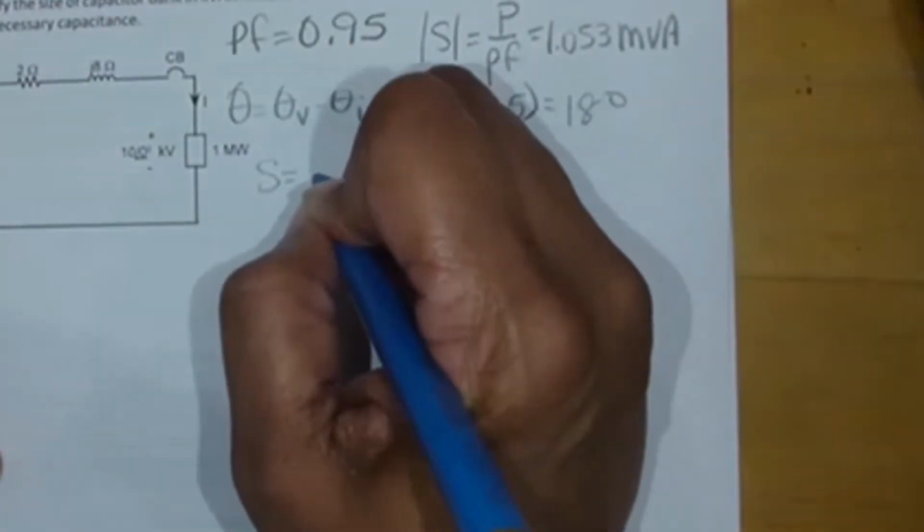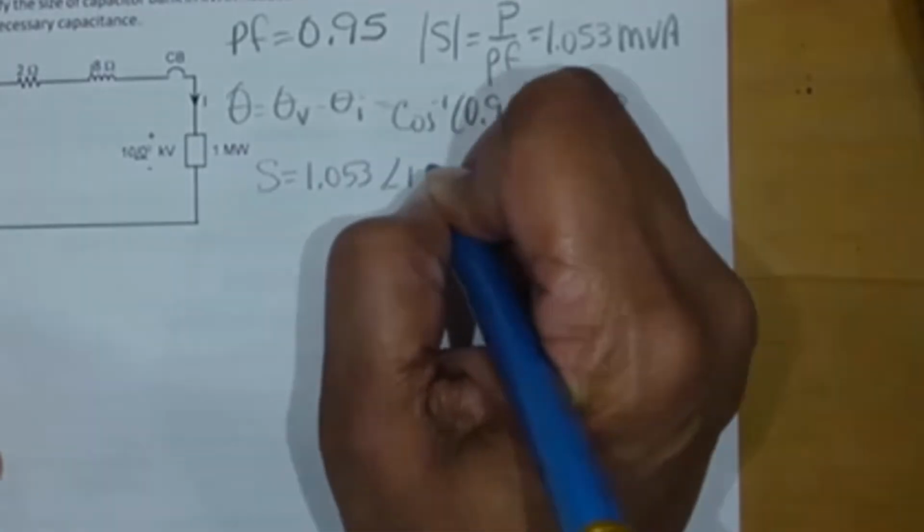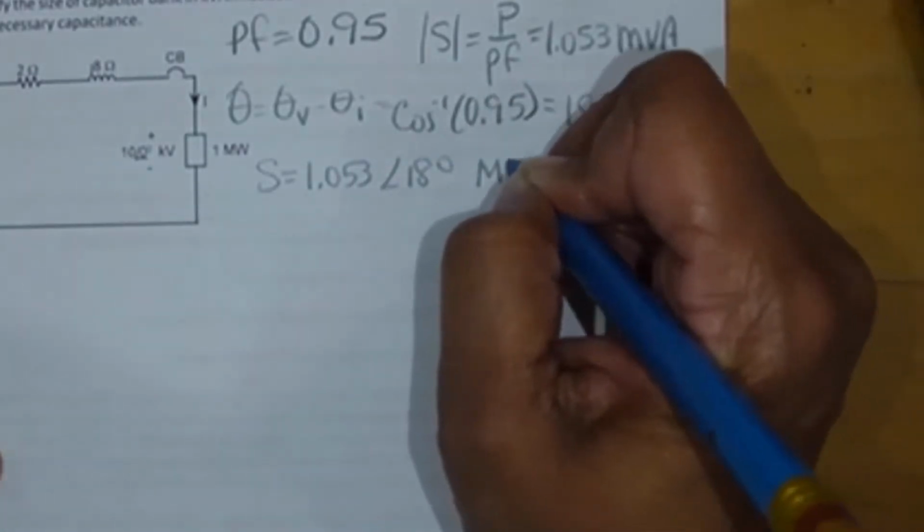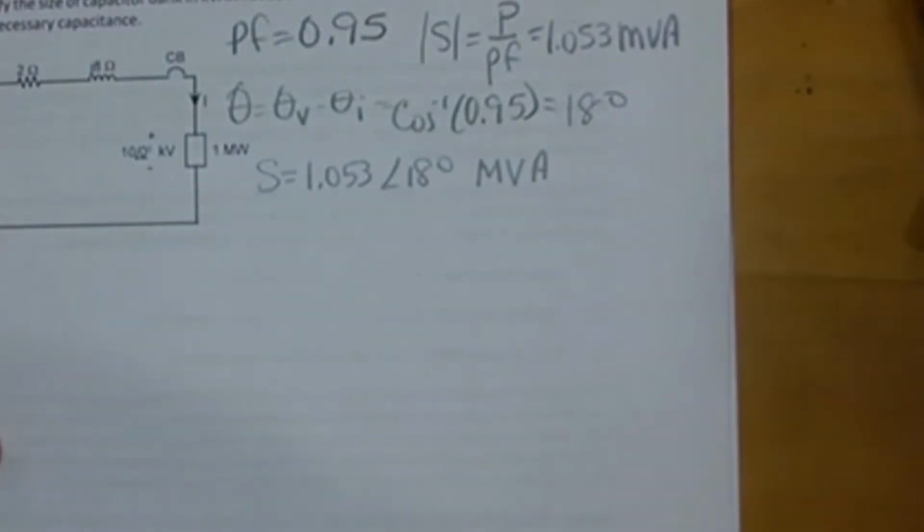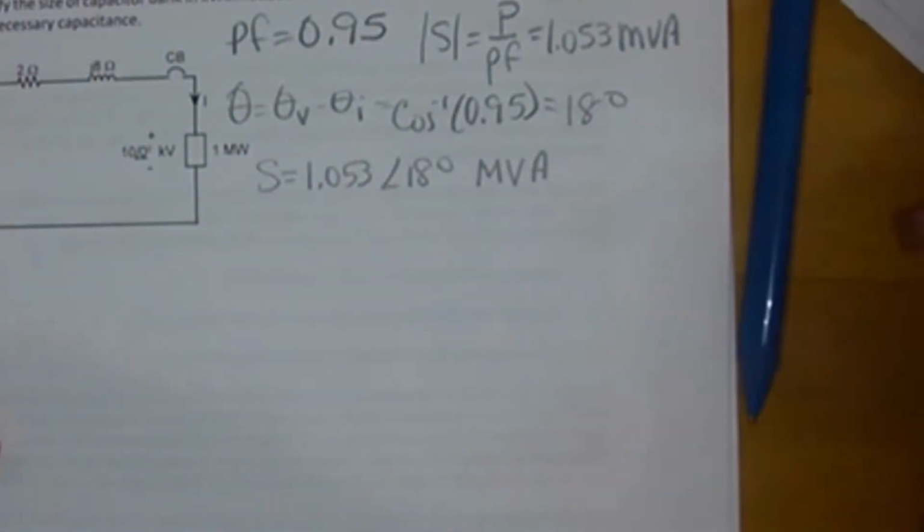So theta equals theta V minus theta I, and this is the arc cosine of 0.95. What's that angle? The arc cosine of 0.95, 18 degrees, okay? So my complex power is now 1.053 with an angle of 18 degrees megavolt amperes. So the first difference we see is we went from 60 degrees to 18 degrees.